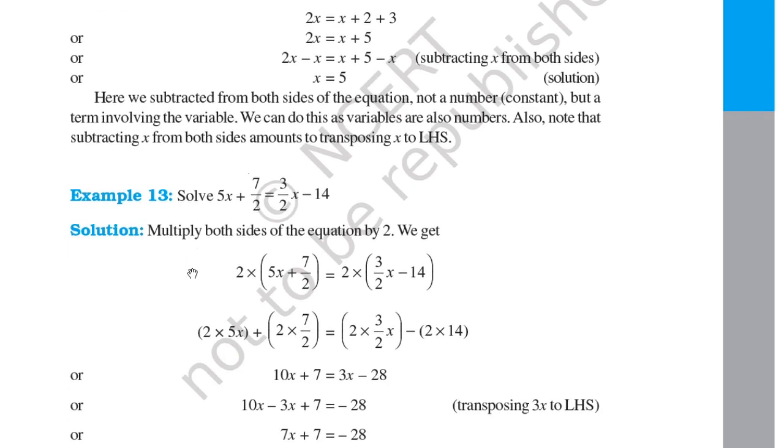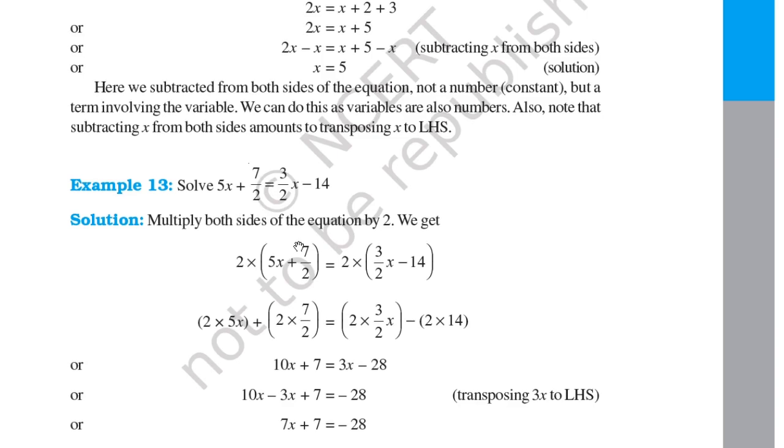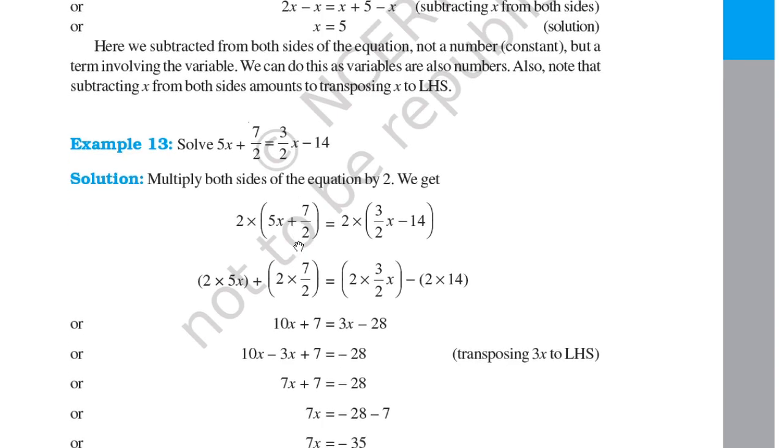So example number 13: solve (5x + 7)/2 = (3/2)x - 14. Multiply both sides of the equation by 2. So we are multiplying 2 on both sides; they have multiplied 2 here and 2 in the RHS also. So 2 into 5x plus 2 into 7 by 2, and here also 2 into 3 by 2 x minus 2 into 14.